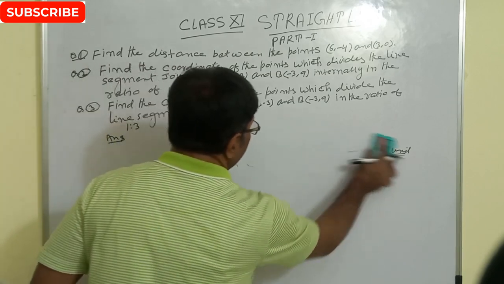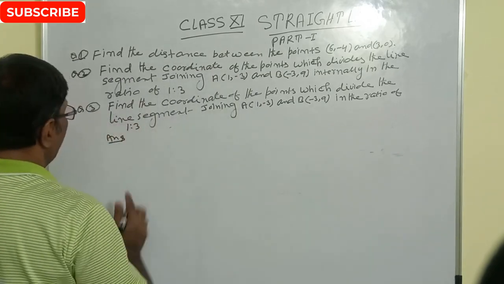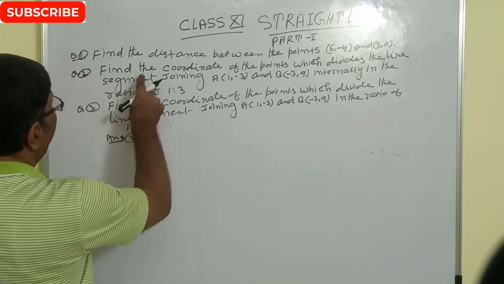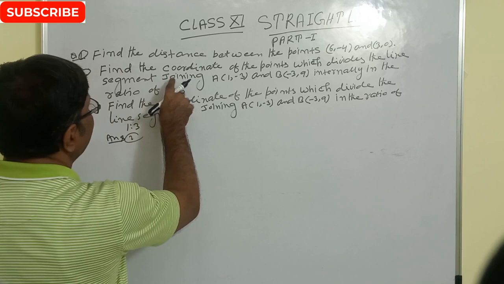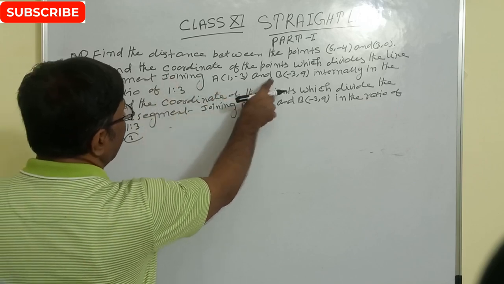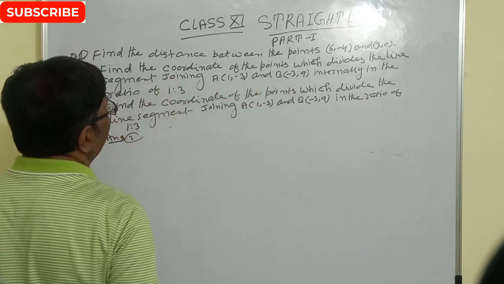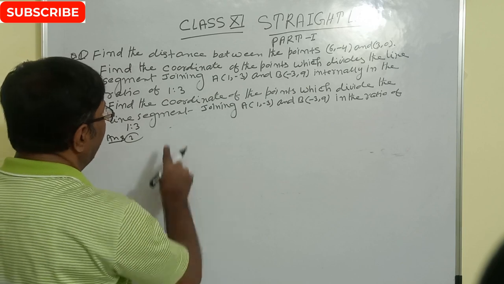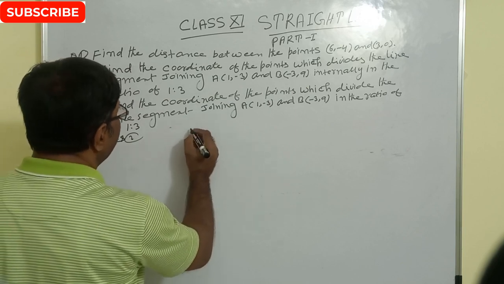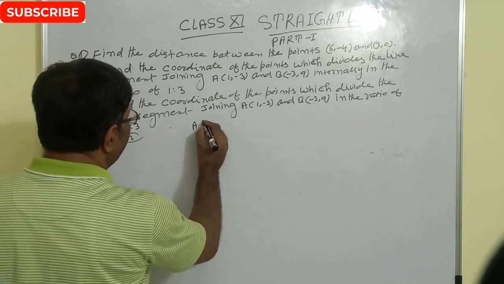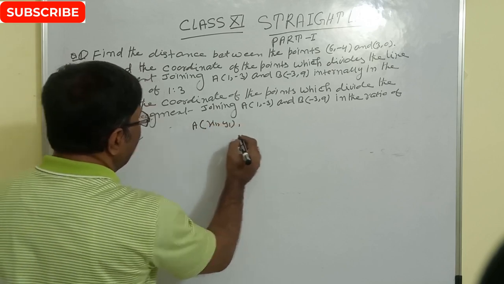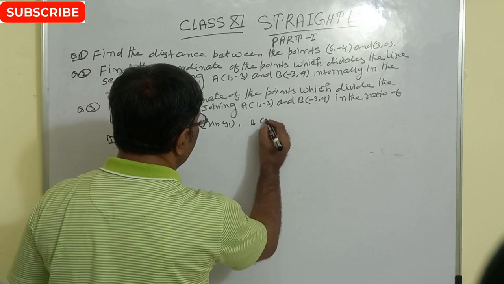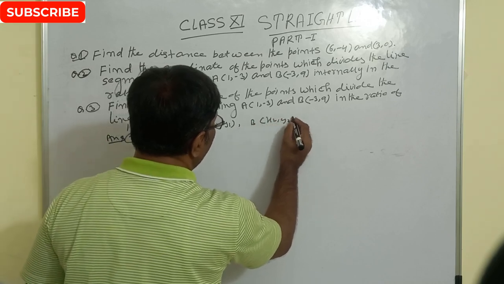Now see question number 2. So question 2 is what? Find the coordinates of the point which divide the line segment joining A and B internally in the ratio of 1:3. Suppose there is any point, suppose any point A given whose coordinate is what? x1 y1, and other point is what? B whose coordinate is given x2 y2.